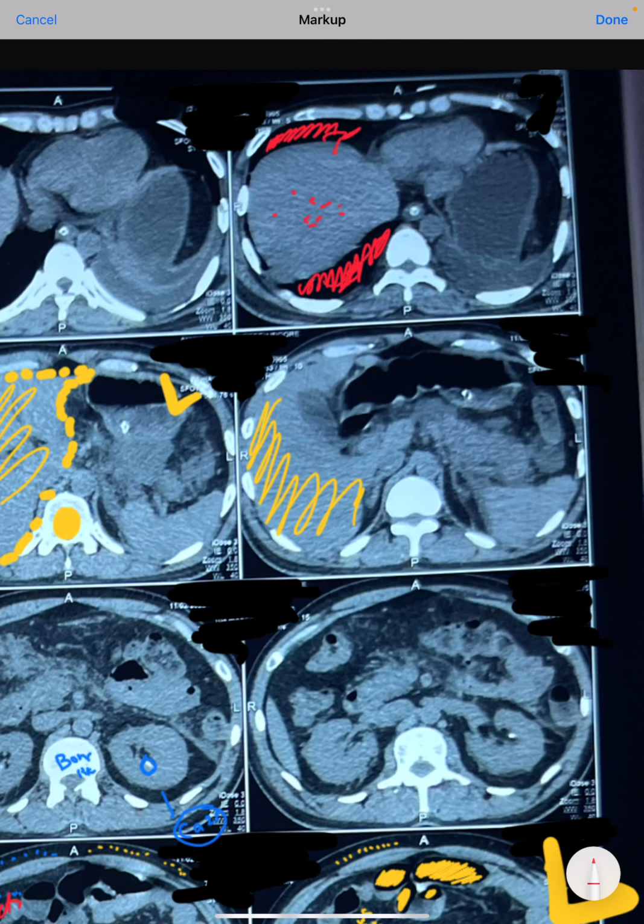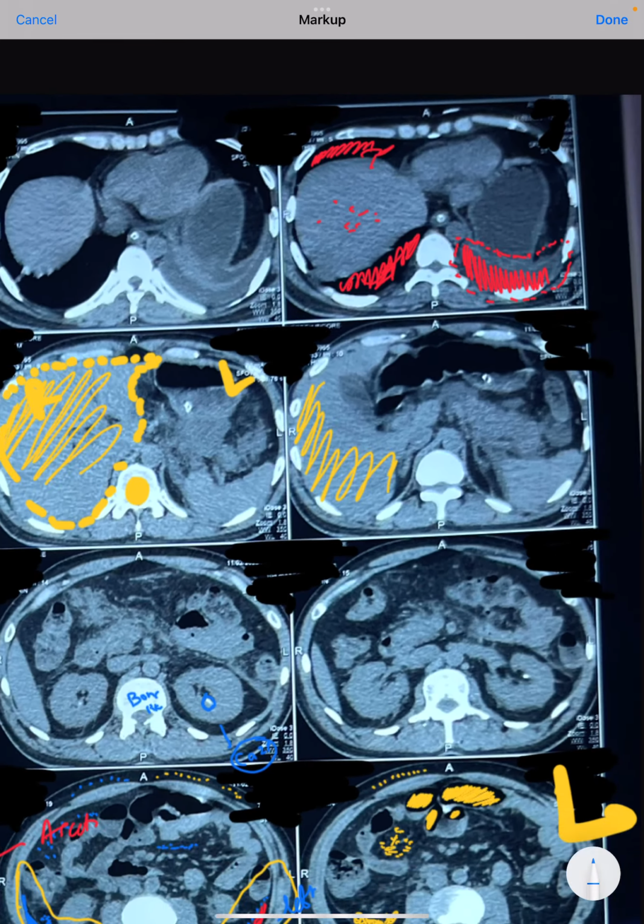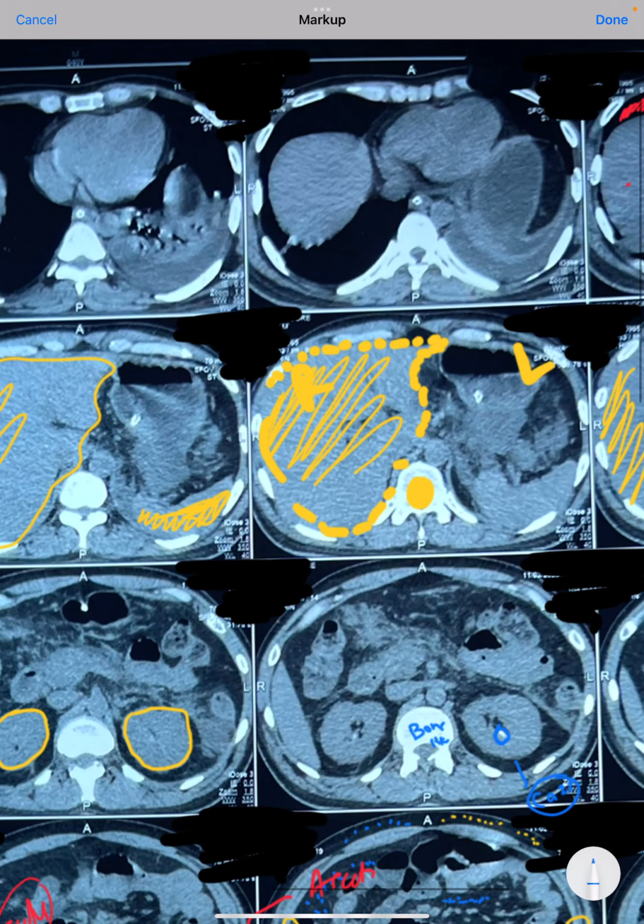So on the left side, what we can see, this radio density is very typical of water. So this is basically pleural effusion. This is a very typical density of water. So there is actually left-sided pleural effusion.